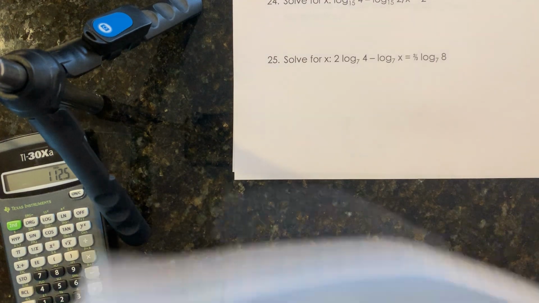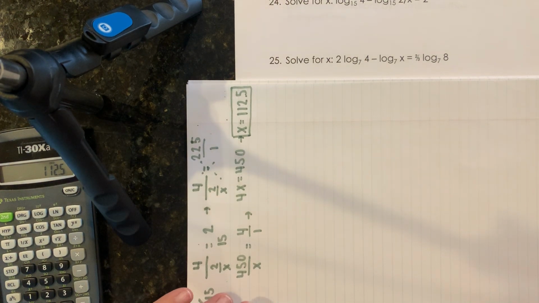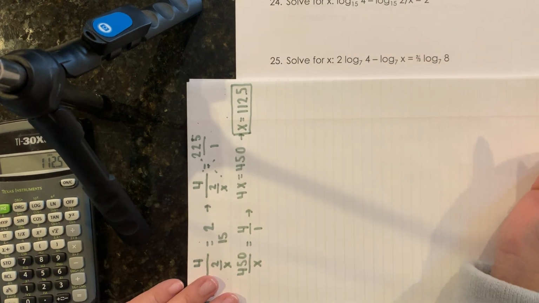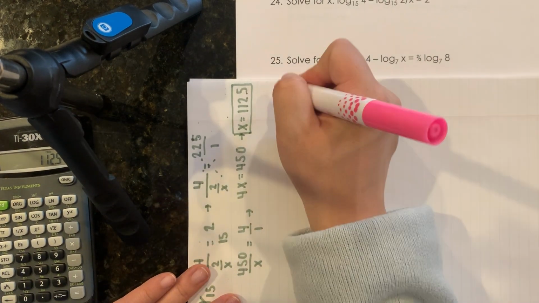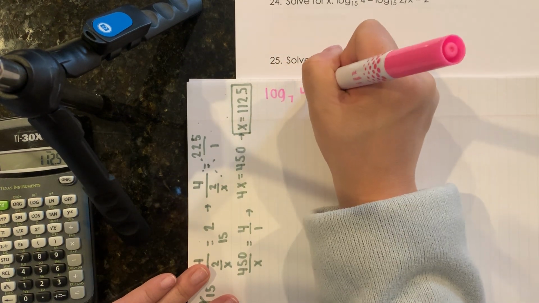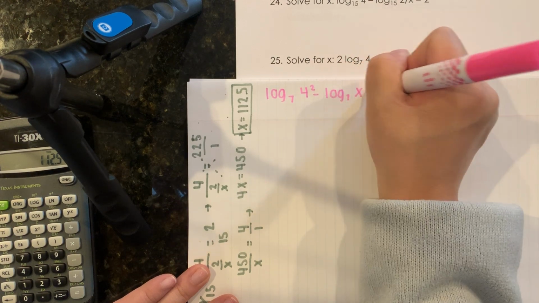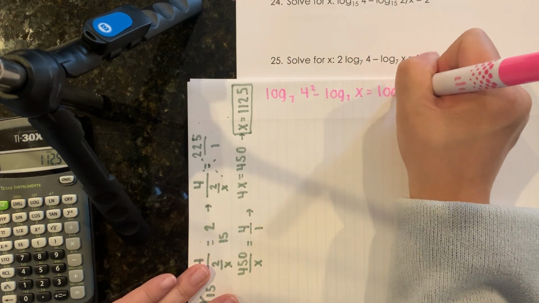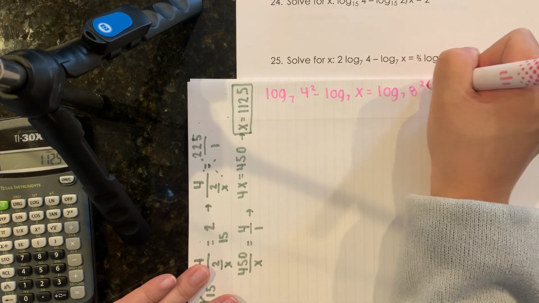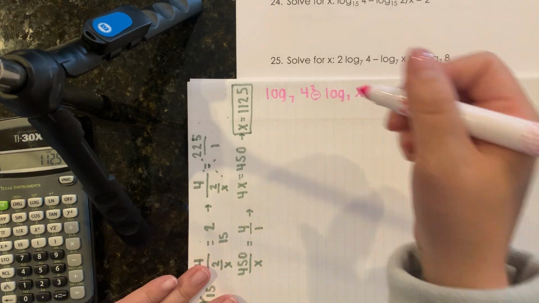Then looking at number 25, if there is a number outside your logarithm, which we have twice, that means you raise it to, or you bring it to the power, to the exponent. So I'm going to move this 2 to the power of 4 and the 2/3 to the power of 8. So that would be log 7 of 4 squared minus log 7 of x equals log 7 of 8 to the power of 2/3.